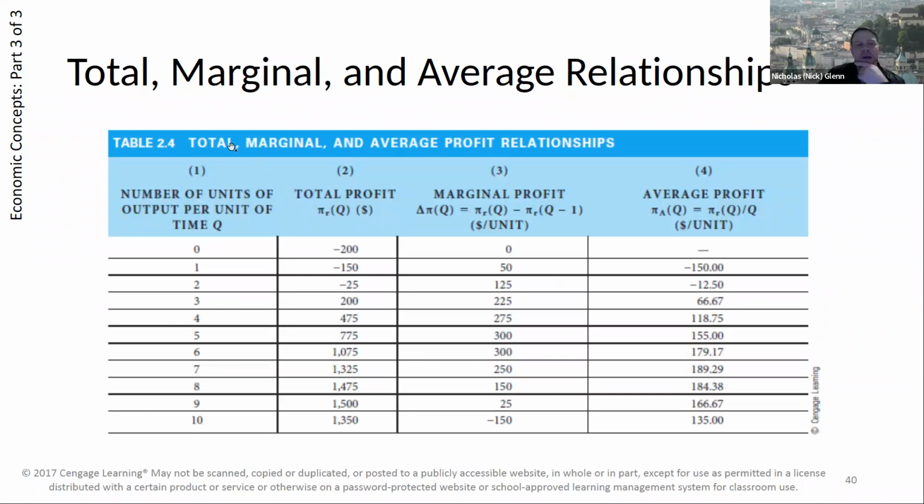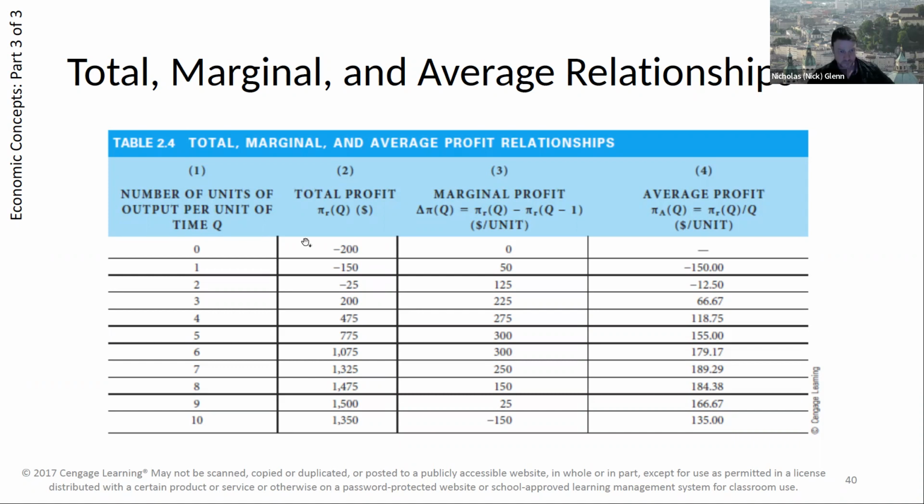So here we have the number of output for a good here from 0 to 10. Total profit, marginal profit, which is the profit from producing an additional unit, and the average profit. Okay, so we start off, if we don't produce anything, there's negative $200. So that means the fixed cost here are $200. Like, it doesn't matter if you don't produce anything, you still got to pay $200.